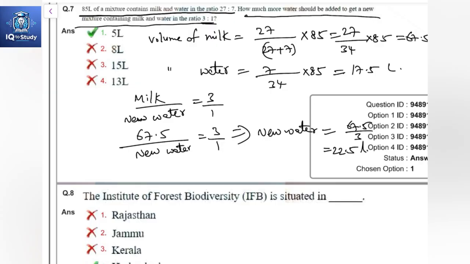So extra water is equal to new water minus old water, which is 22.5 minus 17.5, that is equal to 5 liters. So option 1 is correct.